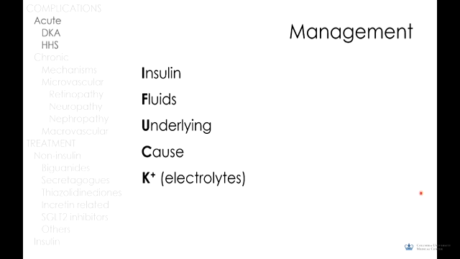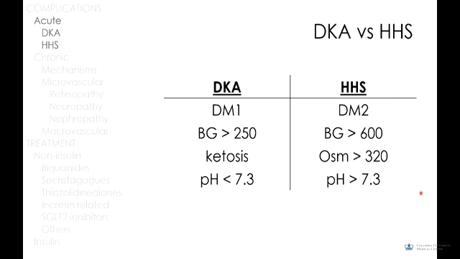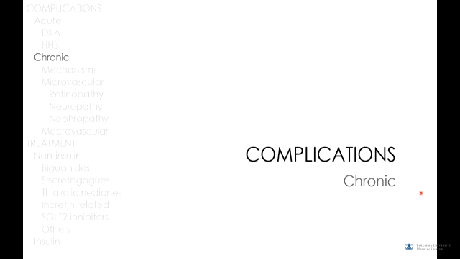And of course, you need to address the underlying cause of why they're in DKA or HHS. Yeah, there's an acronym there if you guys want to use it. It's helpful. So this is just a brief table summarizing everything I went over. So now we're going to move on to the chronic complications.